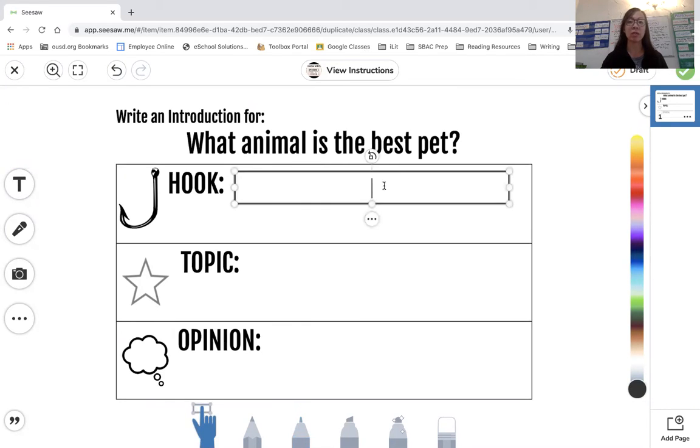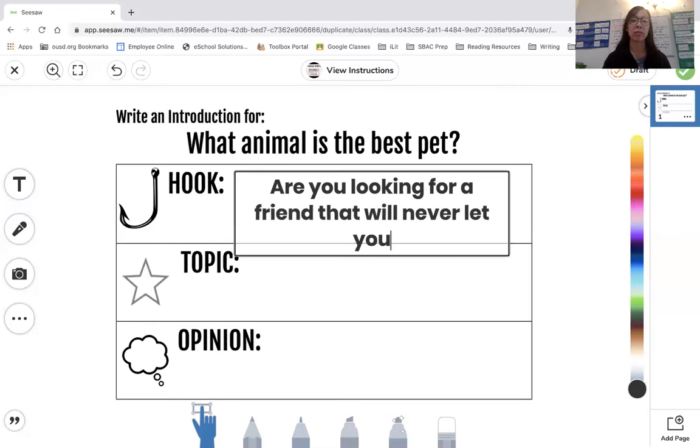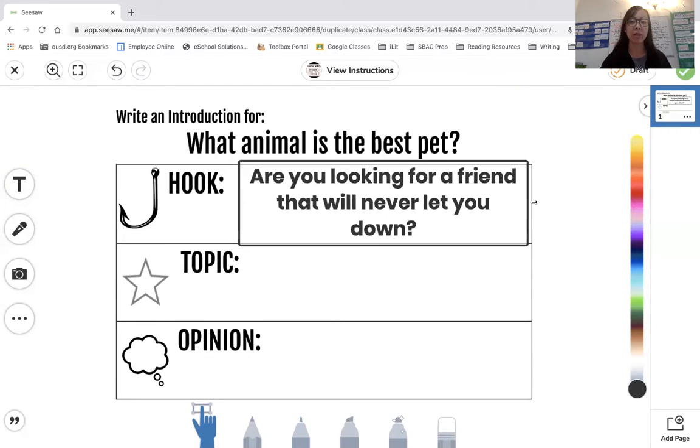So I'm going to ask the question, are you looking for a friend that will never let you down? See how I wrote a question to get people thinking about what I'm talking about? I'm thinking about a dog, which people call man's best friend. So I thought I'll ask this question. Are you looking for a friend that will never let you down? Now I can think about the topic.